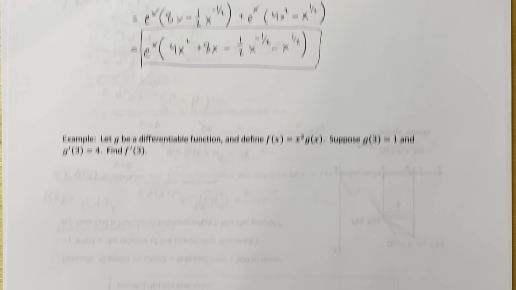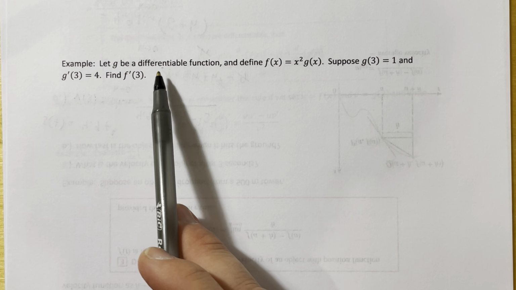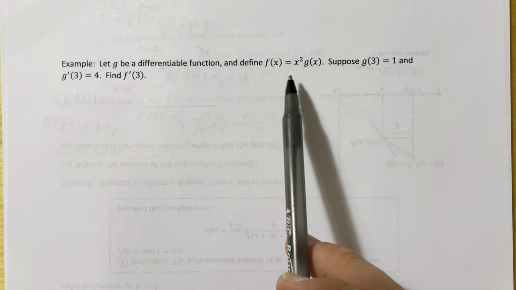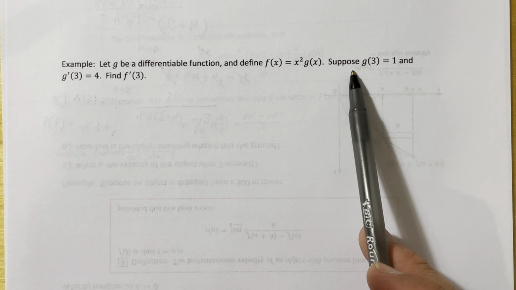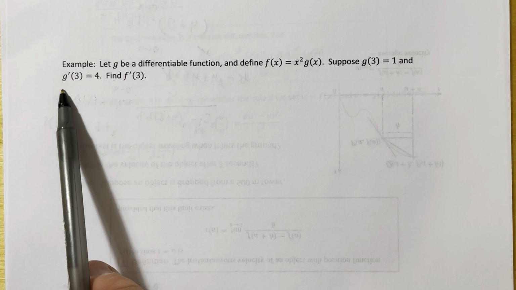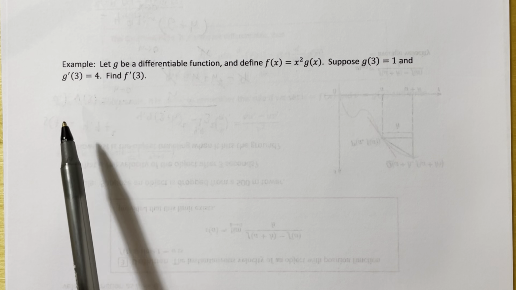Okay, let's take a look at another example. Let's let g be a differentiable function, and f of x we're going to define in terms of g of x. f of x is equal to x squared times g of x. And we have a little bit of information about g of x as well. g of 3 equals 1, and g prime of 3 is equal to 4. We are asked to find f prime of 3.